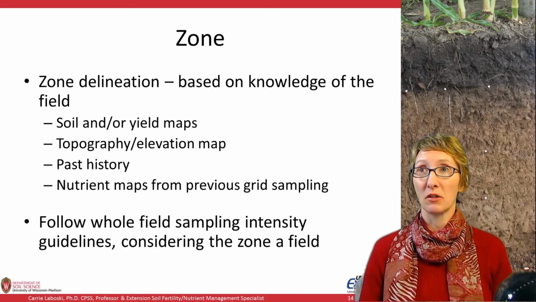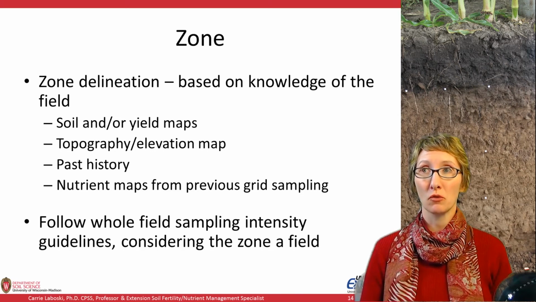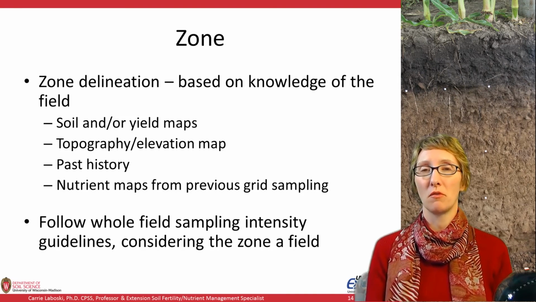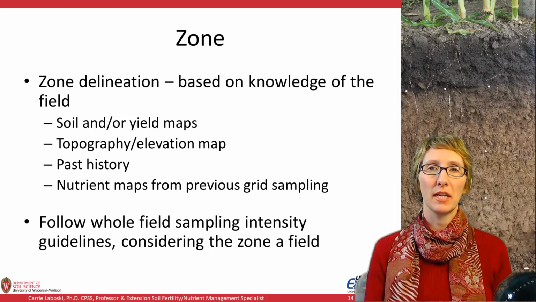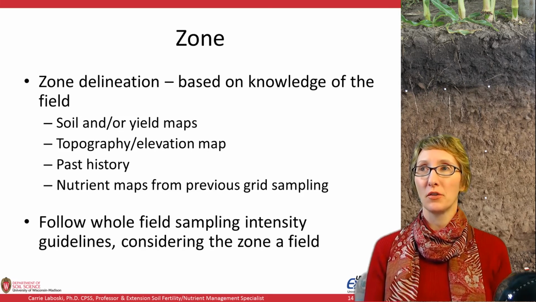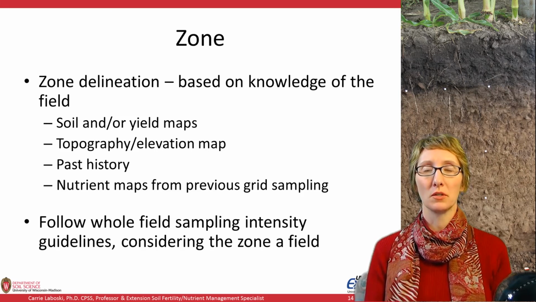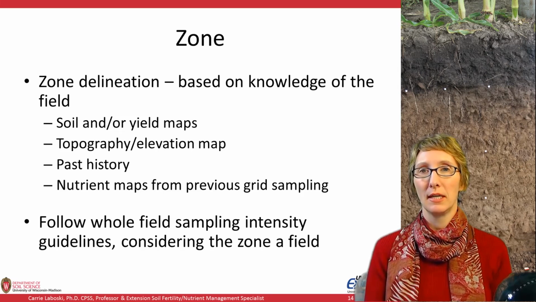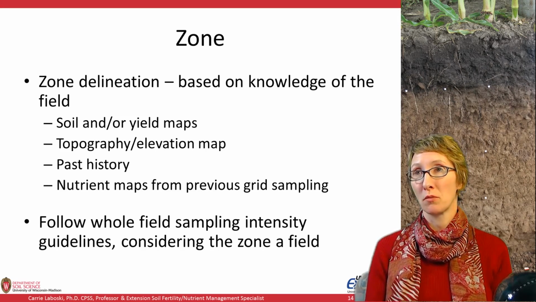Now the key here is delineating zones that are going to be useful, and also from the standpoint of managing differently within the field. And so you could delineate zones based on your knowledge of what's happening there. Are there differences in soil types across the field? Do you have yield maps that show some sort of consistency in yield variation between areas of the field? You could use topography maps. Past history is really important as well.